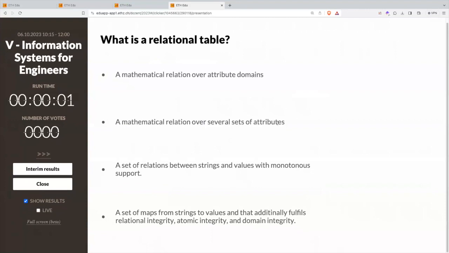What is a relational table? It's kind of where we stopped last time, right? Multiple answers are possible in here. So is it a mathematical relation over attribute domains? Is it a mathematical relation over several sets of attributes? Is it a set of relations between strings and values with monotonous support? Or is it a set of maps from strings to values that additionally fulfills relational, atomic, and domain integrity? This is what kept us busy last week, right? We spent almost the entire time trying to define what a relational table is.